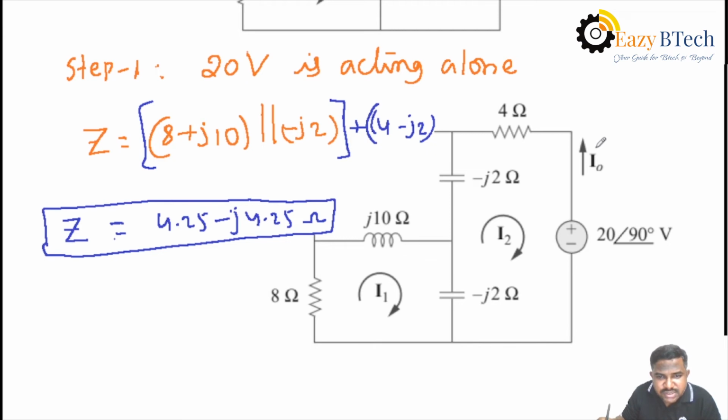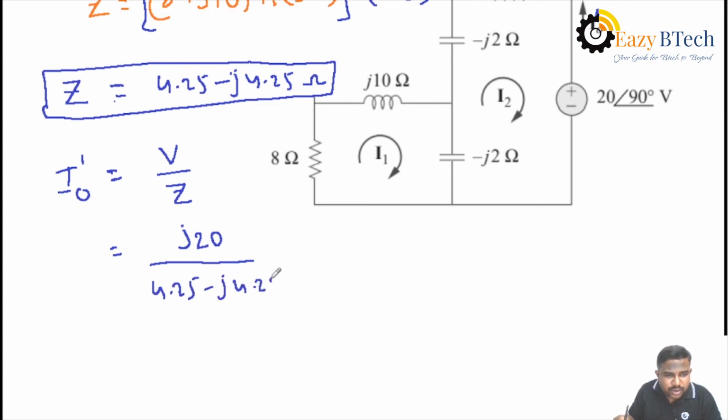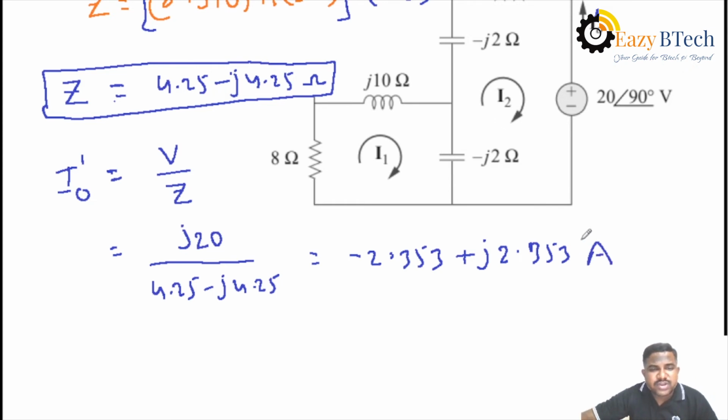This is the first case we are considering. For example, we take the current as I naught dash. Therefore the current I naught dash is simply V by Z, total voltage by total impedance value. What is the total voltage here? The total voltage is 20 at an angle of 90 degrees. You can change it into complex rectangular form, that is J20, divided by the impedance value 4.25 minus J4.25. Then the current value here is minus 2.353 plus J2.353 amperes. This is the first case current.